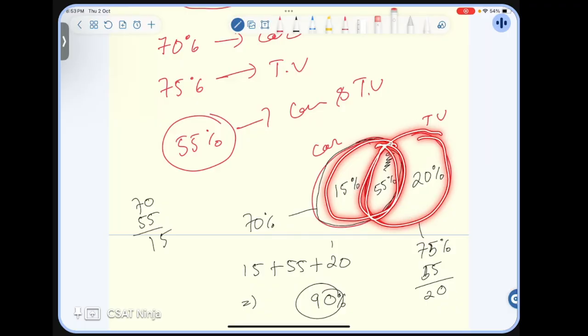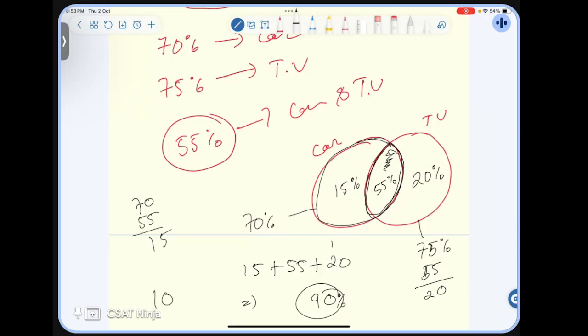So if those who have a car, who own both, and who have a DVD player make up only 90%, how much is left? Out of 100, 10% is left. So 10% will be the answer. I hope I'm clear with this. If you're not clear, you can ask more.